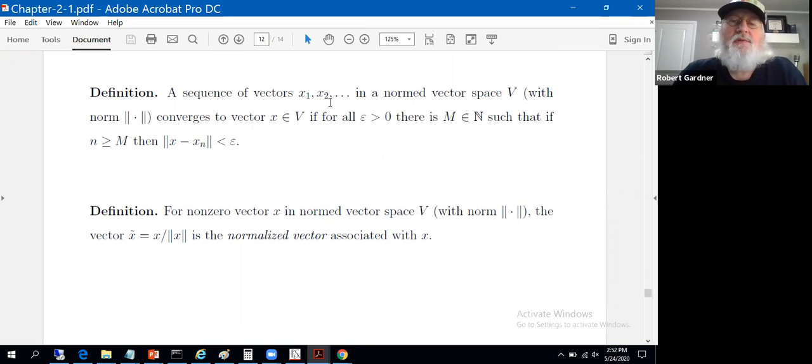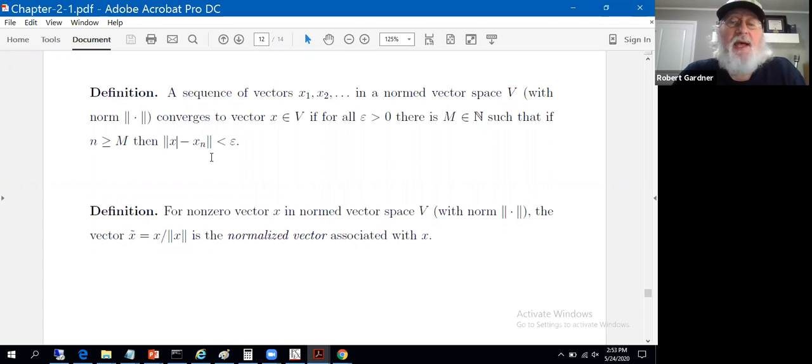But if we have a sequence of vectors, x1, x2, and so forth, an infinite sequence, in some normed vector space, V, say we denote the norm the usual way, which is a double absolute value bars. This sequence converges to vector x if, for all epsilon greater than 0, there's a capital M, a natural number, such that when the index n is greater than or equal to M, then the norm of x minus x sub n is less than epsilon. This was the definition of converges, and of course this value x is called a limit. This is what that sequence converges to. Calculus 2 stuff.